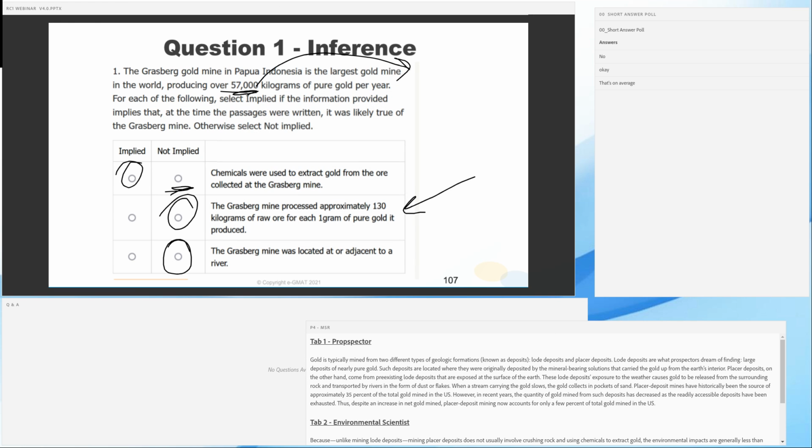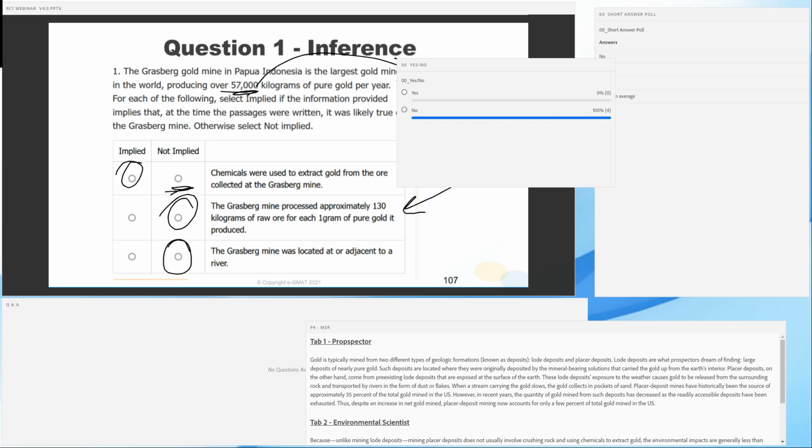So overall, how many of you got all three correct? I'm going to put in a yes, no poll here. If you got all three correct, then select yes. If you got even one wrong, select no. And that's where the precision in RC is really important. Okay, why is 2 wrong?